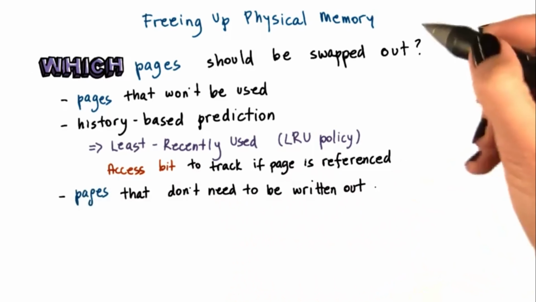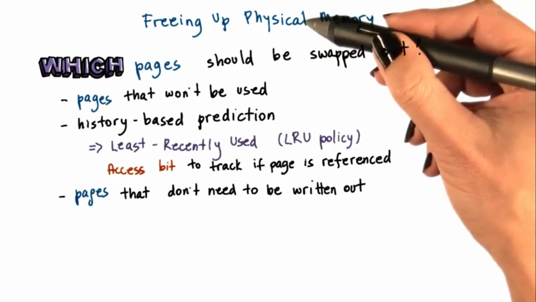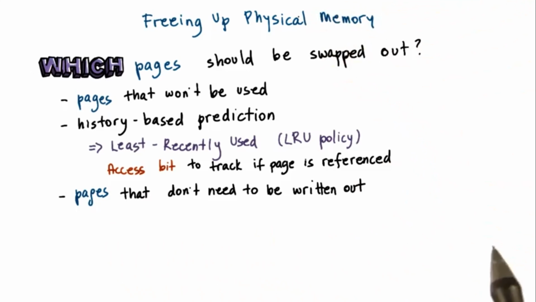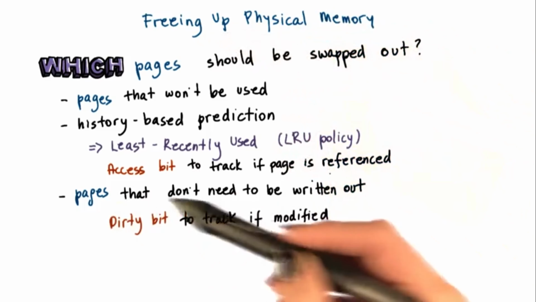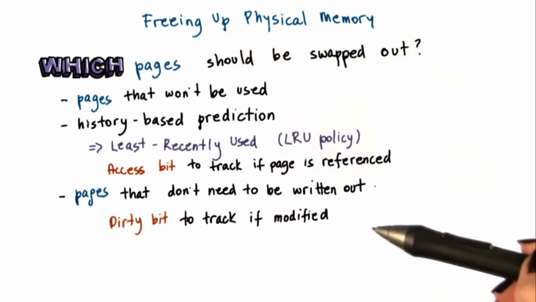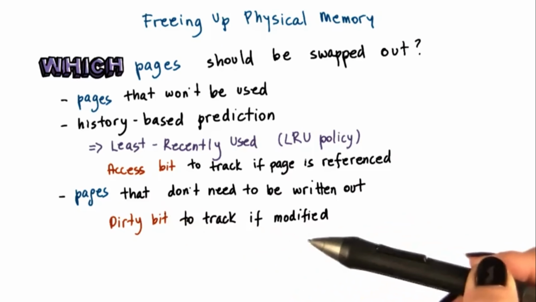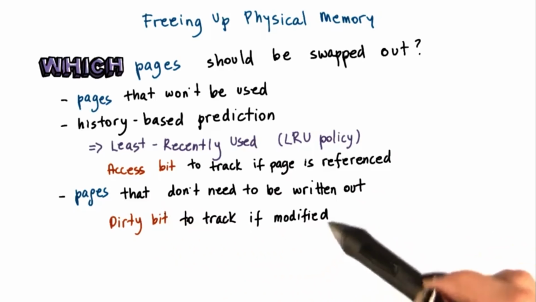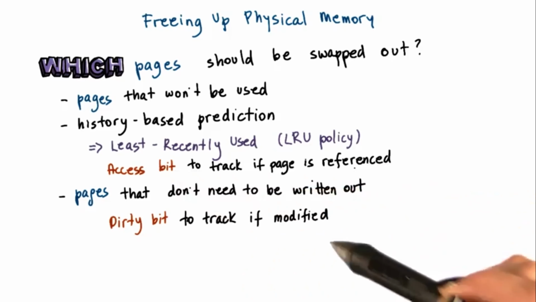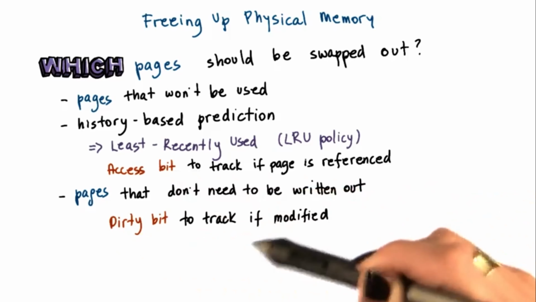Other useful candidates for pages that should be freed up from physical memory are the pages that don't need to be written out to disk, to secondary storage. That is because the process of writing pages out to the secondary storage takes some time and consumes cycles, so we'd like to avoid that overhead of memory management. To assist with deciding which pages don't need to be written out, the operating system can rely on the dirty bit that's maintained by the MMU hardware, which keeps track of which particular page has been modified, so not just accessed and referenced, but modified during a particular period of time.